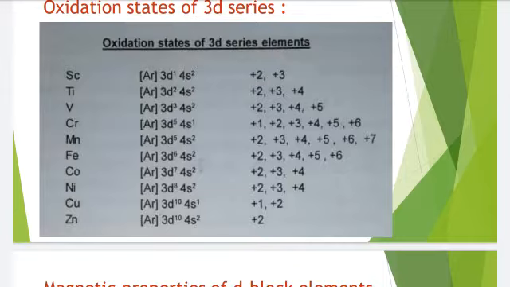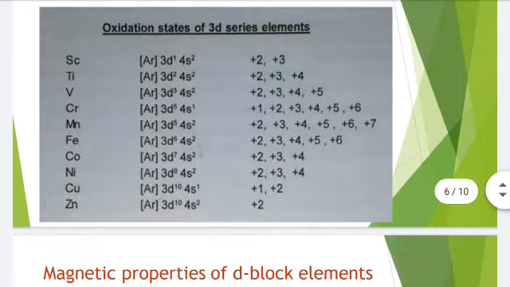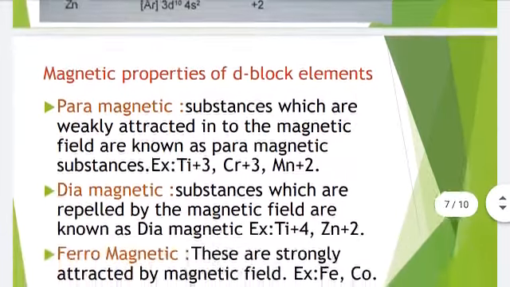Highest oxidation state of d block elements is 8. Osmium contains +8 oxidation state. In 3d series, maximum oxidation state is having manganese, that is +7. You observed it.